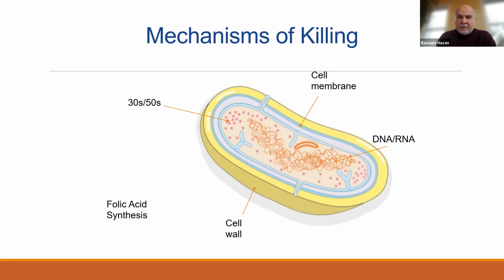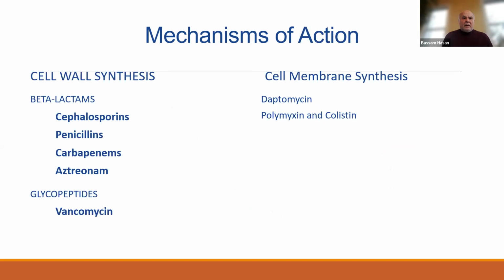So there are multiple mechanisms of killing: cell membrane, blocking DNA and RNA, attacking the 30S and 50S ribosome, folic acid synthesis, or cell wall. As far as mechanism of action, for cell wall synthesis, as you all know, beta-lactams, cephalosporins, penicillins, carbapenems, and aztreonam are the main actors, as well as glycopeptides represented by the famous vancomycin. Cell membrane is targeted by daptomycin, polymyxin and colistin. I don't know which antibiotics you have in Palestine, but I am sure you are familiar with these.